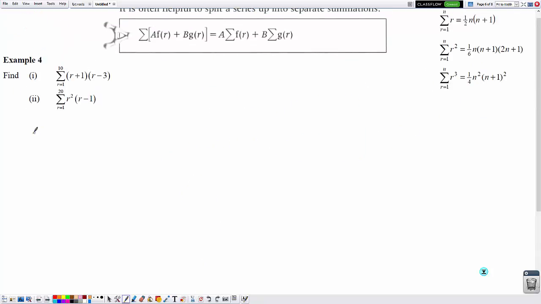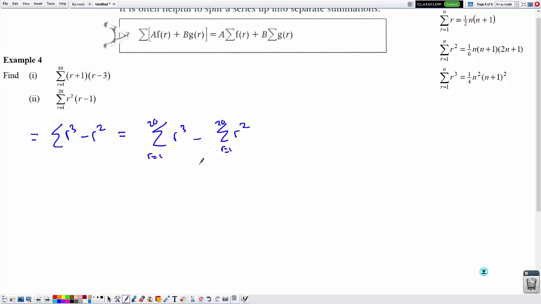So this is equal to sigma. For now, I'm going to leave out that 1 to 20. It doesn't really matter. We're only going to use that when we actually work things out. So it's r cubed minus r squared. And we split that up into 2 sigma. So sigma r cubed minus sigma r squared. And these are going from r equals 1 to 20.